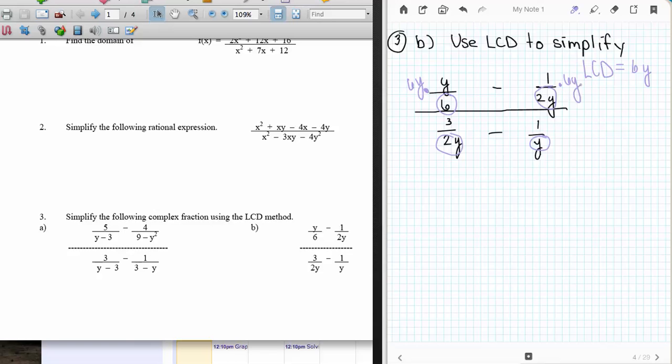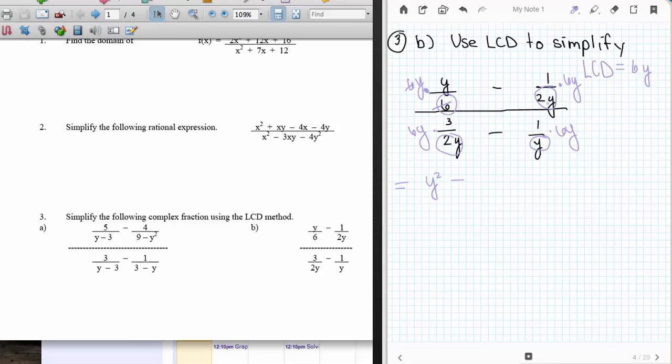6y times each fraction, both in the numerator and in the denominator. Remember, it doesn't even have to be a fraction. If it weren't a fraction, you'd still multiply it as long as it were a term within the numerator or denominator. Now my next step is to cancel. So 6 cancels with 6. Y times y is y squared.